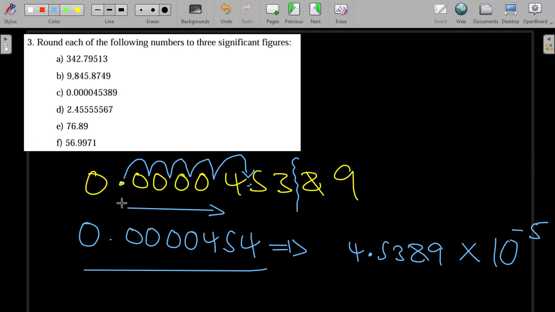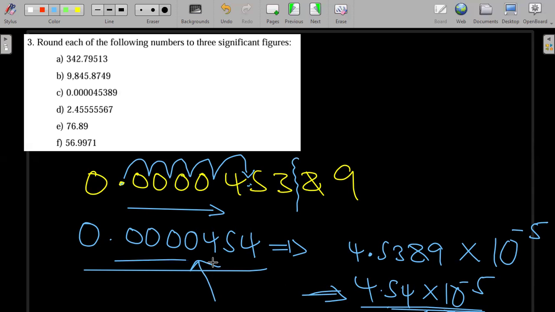If I was moving to the left, the power should be positive. So it's like opposite. If you move to the right, negative. If you move to the left, positive. And then here now I can round off. So it will be 4.54 times 10 to the power -5. So you can see that it's better to write it like this than this. This will waste your ink because you have to write all these zeros. But here, just write it smartly like that.